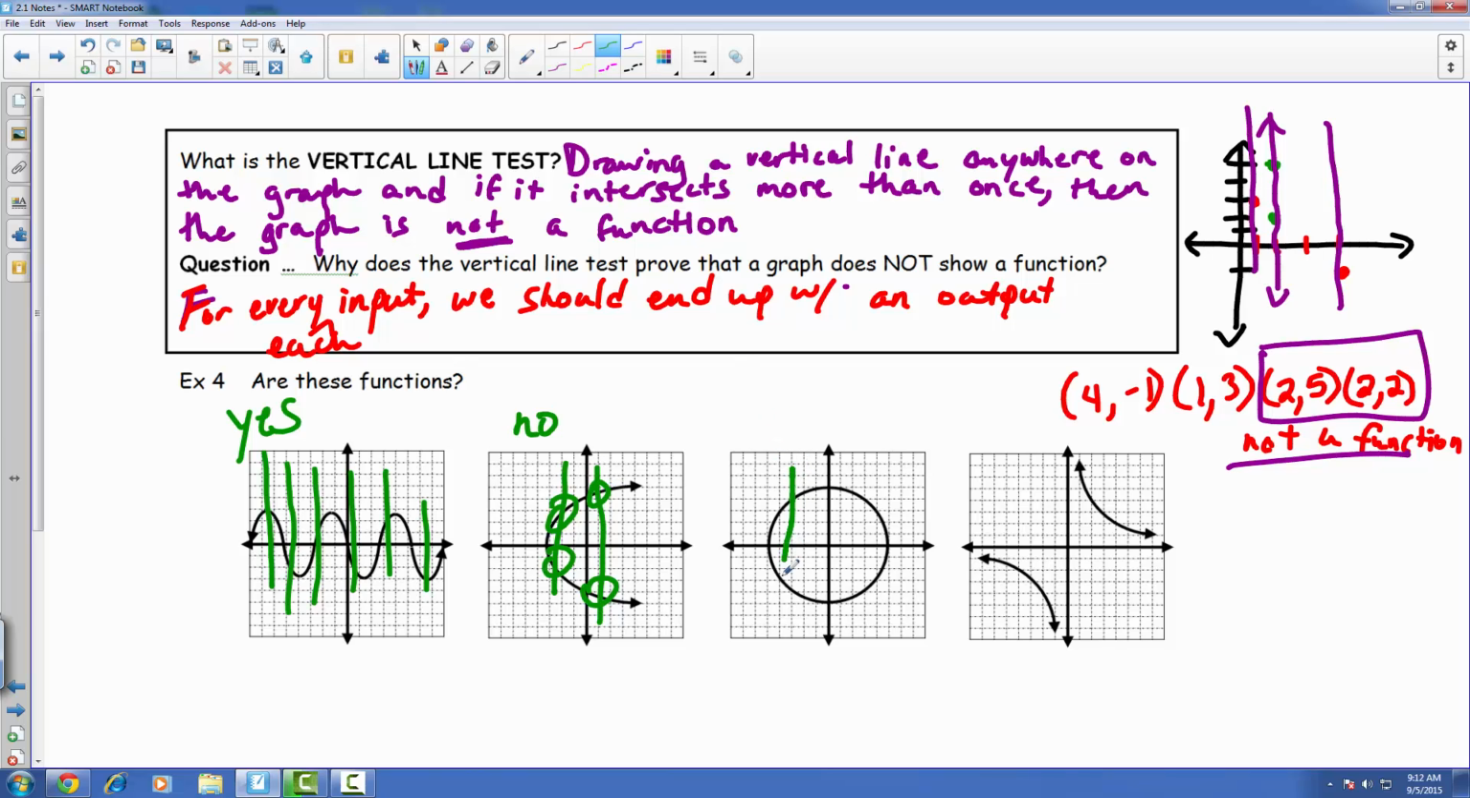This guy, touching twice, not a function. This guy, touching once. Yep, this is a function. Alright. So again, that is the definition for the vertical line test. It's a very nice, quick way to determine a function graphically or not. Okay? And also example 4.